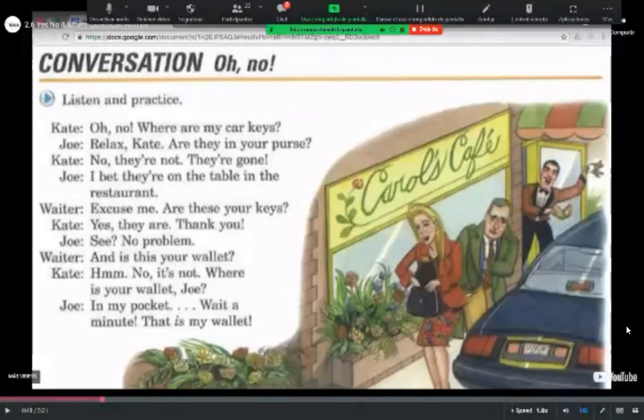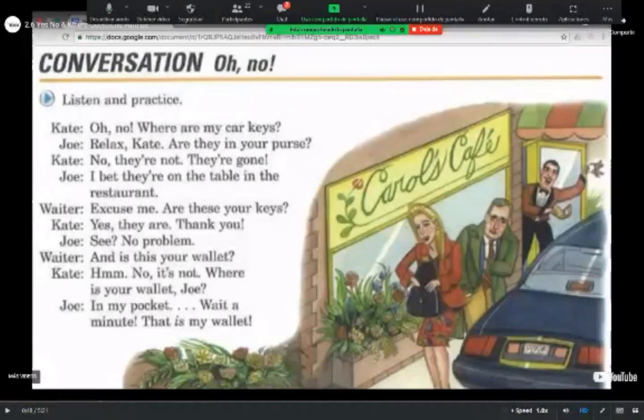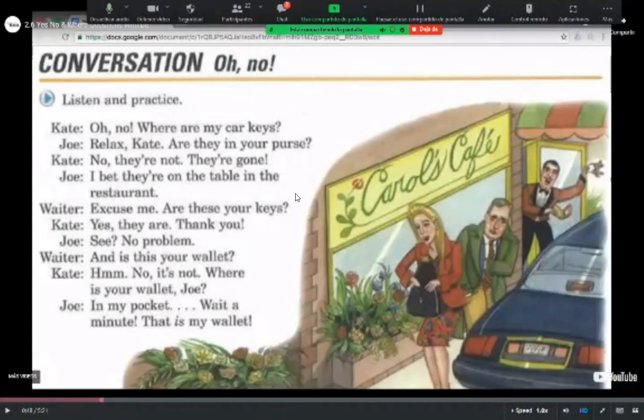Relax, Kate. Are they in your purse? Como lo que era wallet para nosotros, ¿verdad? Para ellas es purse. ¿Sí? Purse. Are they in your purse? No, they are not.